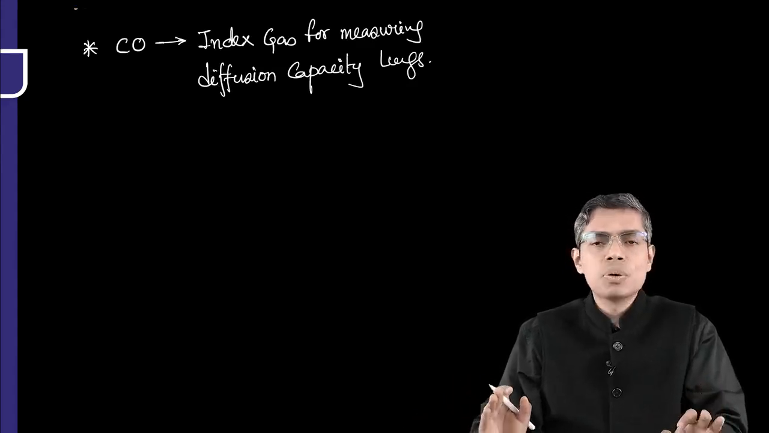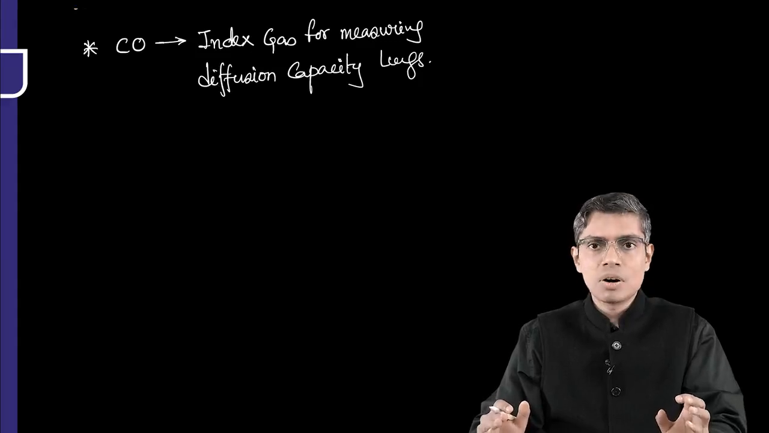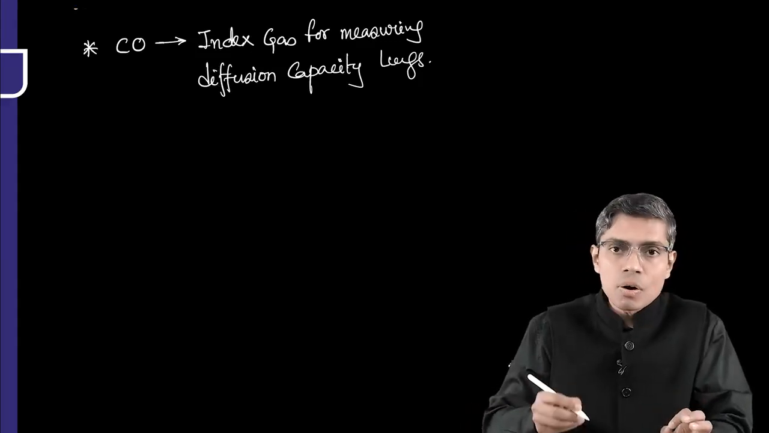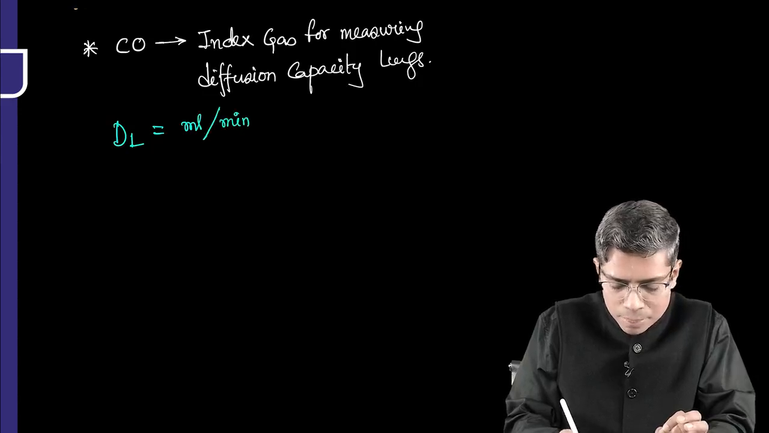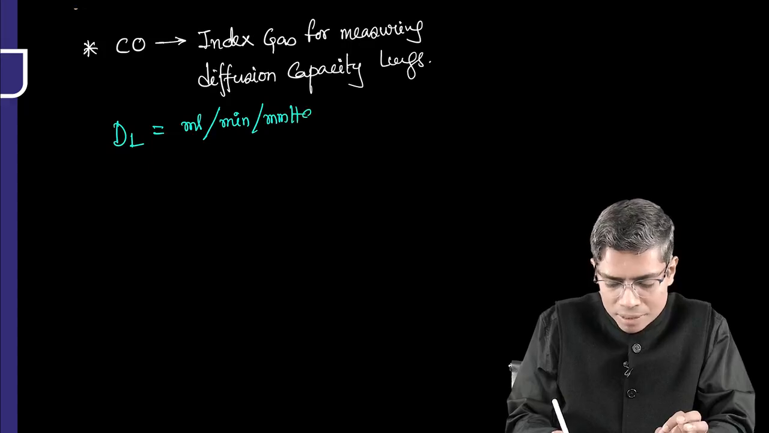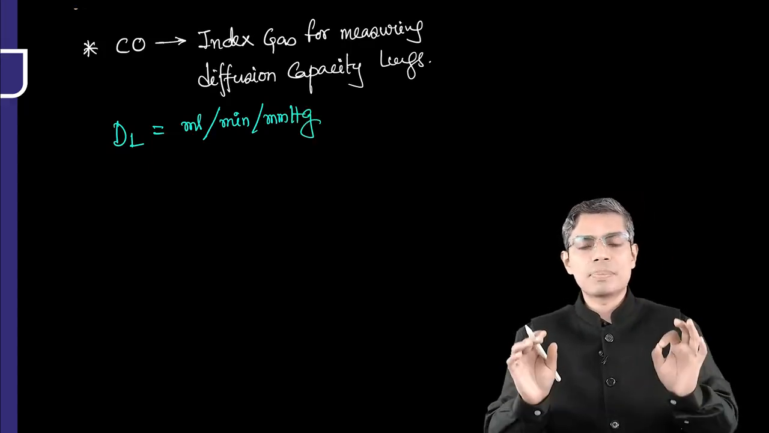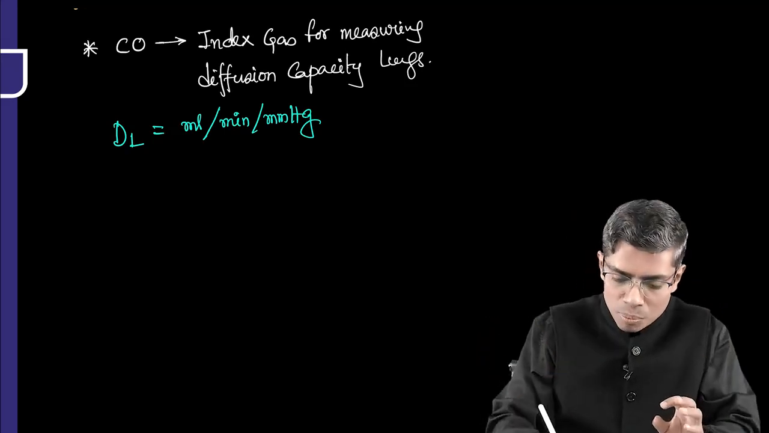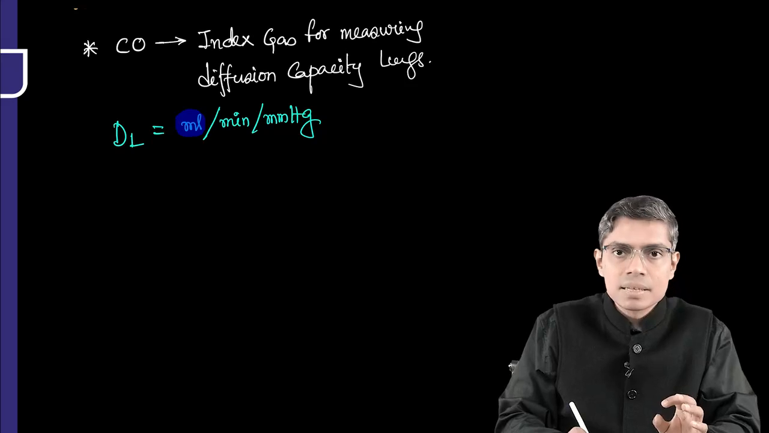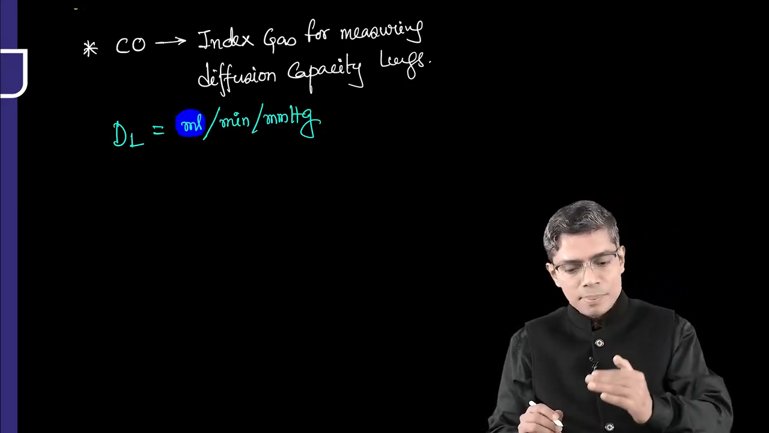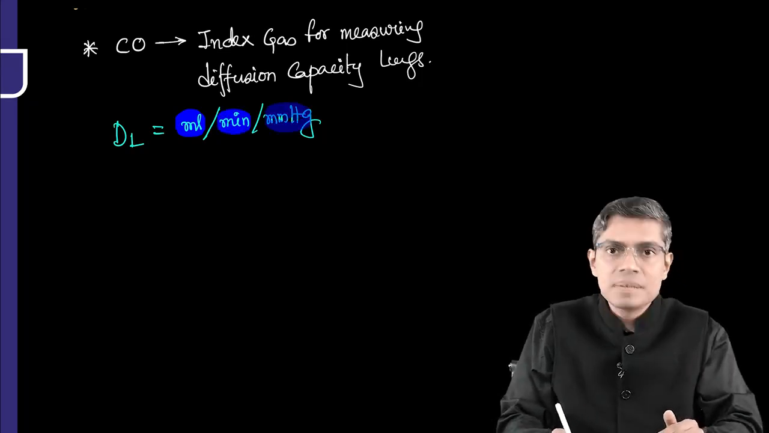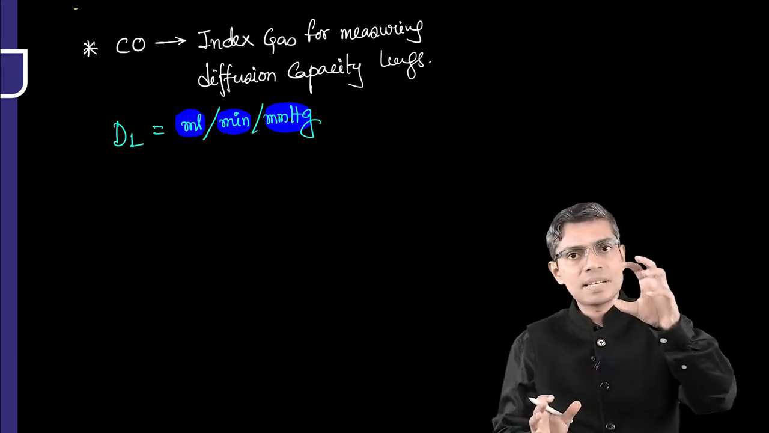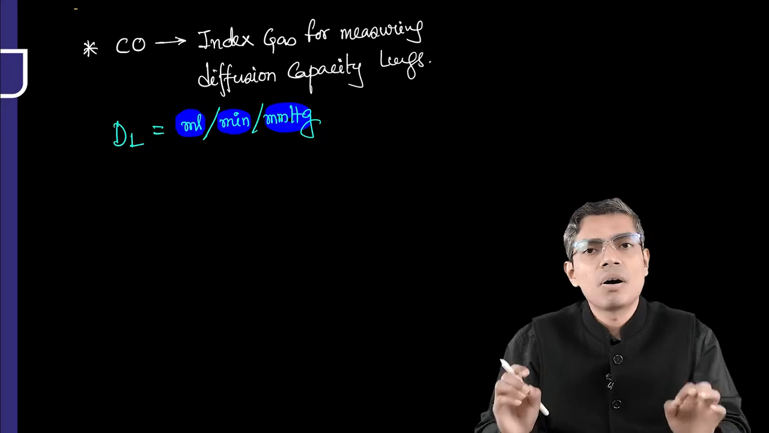So for the time being, I want to measure the diffusion capacity of the lung. What is the unit of diffusion capacity of the lung? The unit will be ml per minute per millimeter of mercury. This is the unit for diffusion capacity of the lung. That is how much volume of gas is transported from alveoli to capillary or capillary to alveoli in 1 minute when the partial pressure difference between these two zones, the capillary and alveoli, is 1 millimeter of mercury.